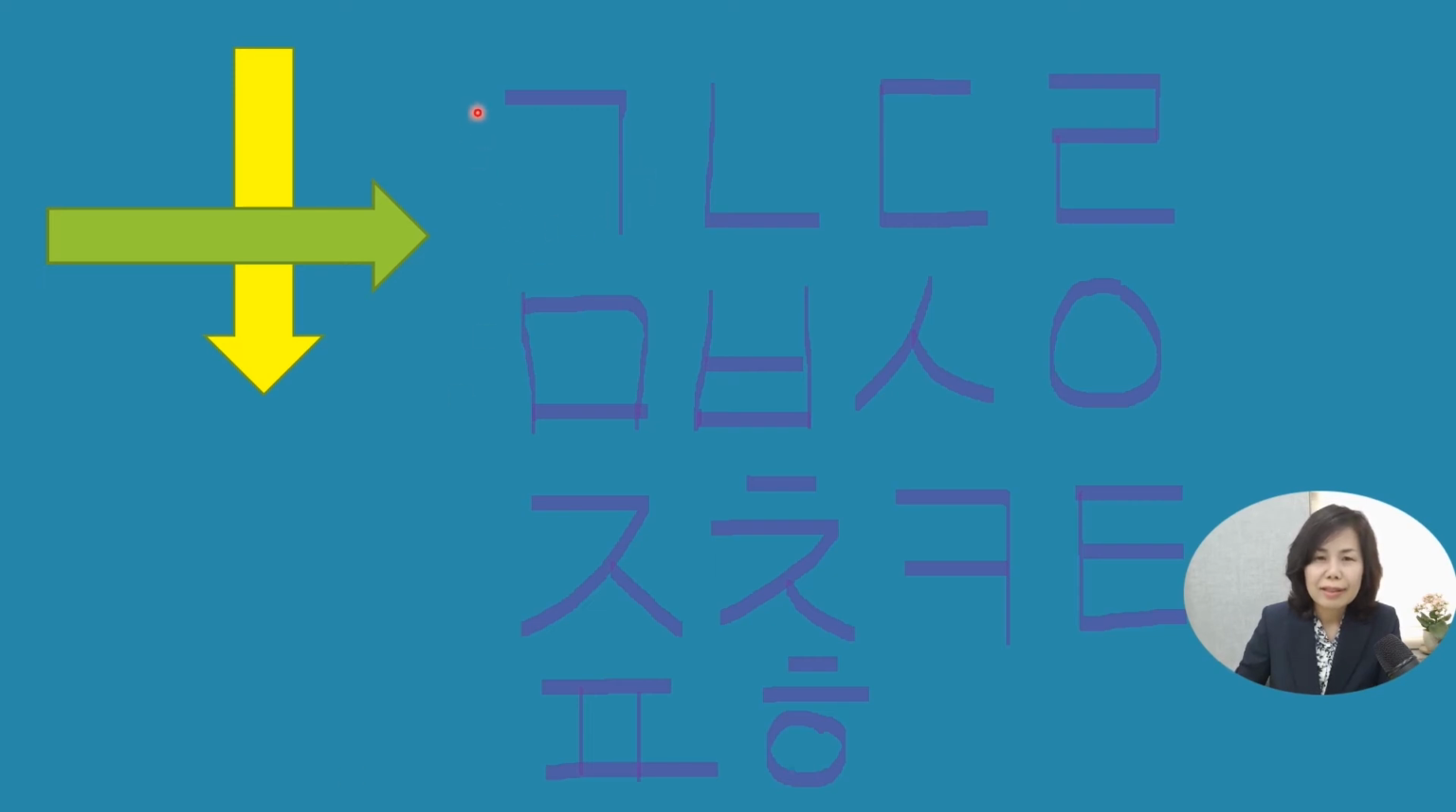So now let's check together. Here. G, N, D, L. Good. M, B, S, ng. J, Ch, K, T, P, H.